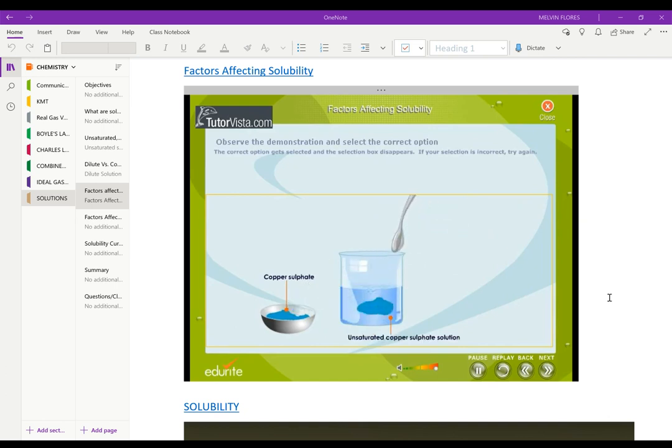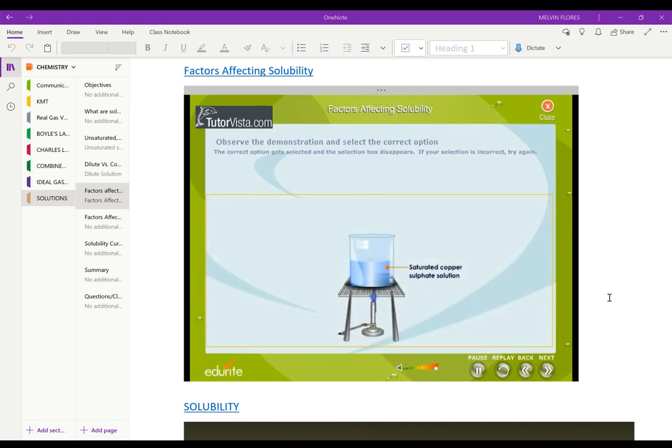So as you add more solute, as you can see in unsaturated, you dissolve more solute. Once you add more, then it becomes a saturated solution. You can dissolve more solute by increasing the temperature of the water solvent.